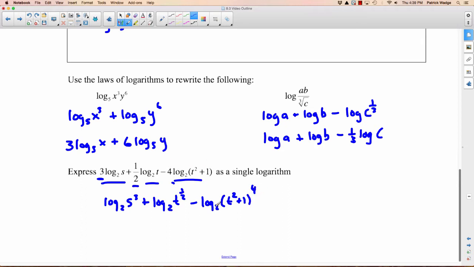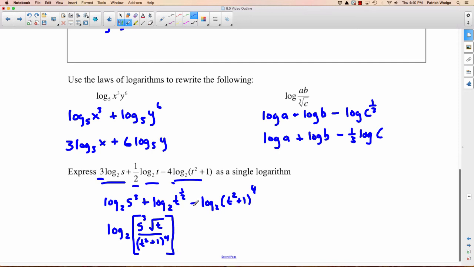Now we're going to put it all into one logarithm. So we have the base 2 logarithm of s cubed times t to the 1/2, but why don't we write that as square root of t, because that's what the t to the 1/2 means, all over, all divided by, because this is minus, so it's going to be division in the single logarithm here, t squared plus 1 to the 4th power. And I don't know if it helps you understand this, but this is all base 2 logarithm of all of that, right?